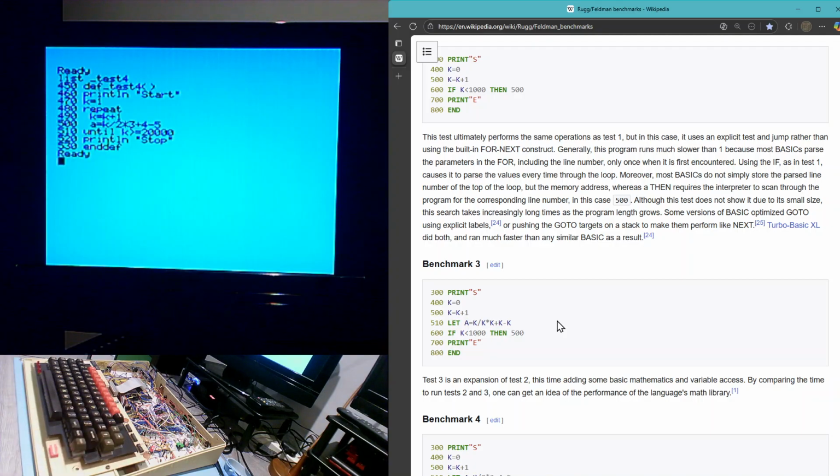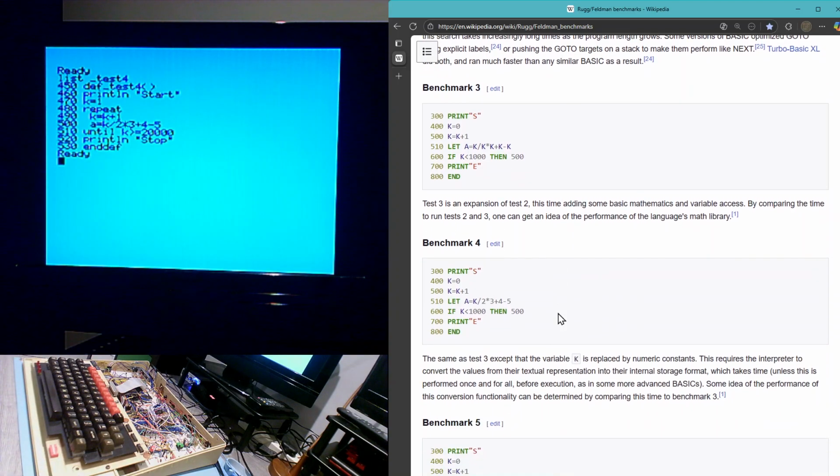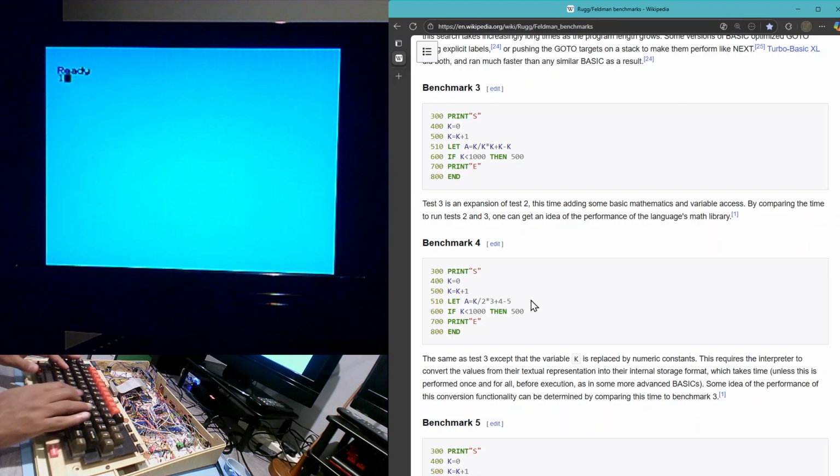And test 4 is adding, it's doing some constants. Rather than using variables, it's using constants. So it's testing the conversion of constants in BASIC. Actually, in dflat, all of these constants are already tokenized, so it should be virtually the same as the previous test. Test 4 should be very similar to test 3. And then test 5.